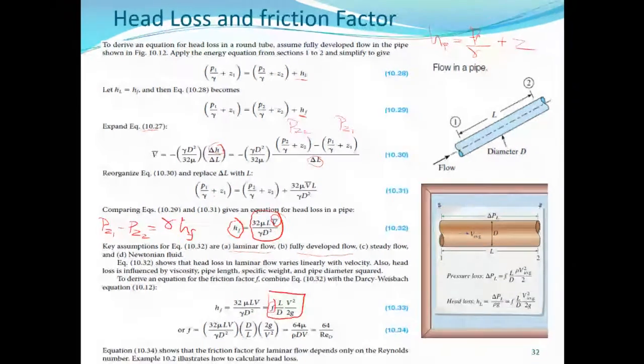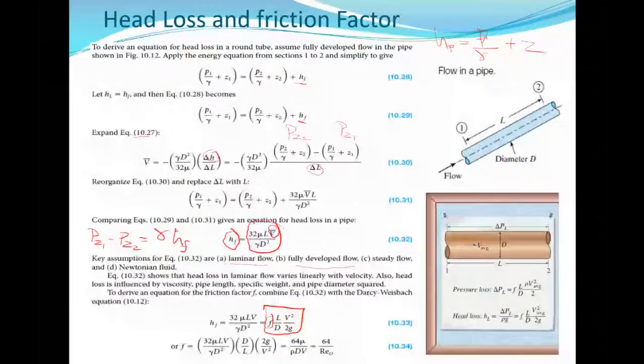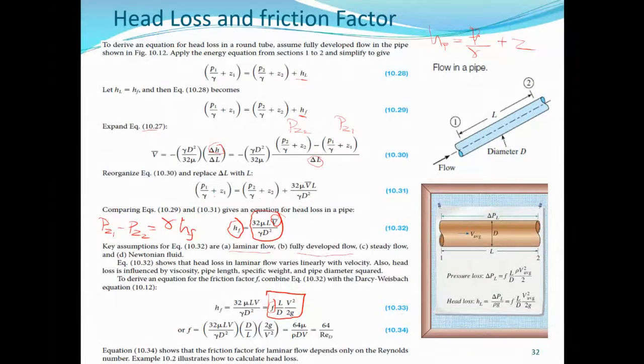This is for the Darcy-Weisbach equation, which we derived before. This one is simply for laminar flow, in which the head loss varies linearly with the velocity. The Darcy-Weisbach equation is for both laminar and turbulent flow. So we equate this with the Darcy-Weisbach head loss formula, which is F L over D V squared over 2g, and we make F the subject of the formula.